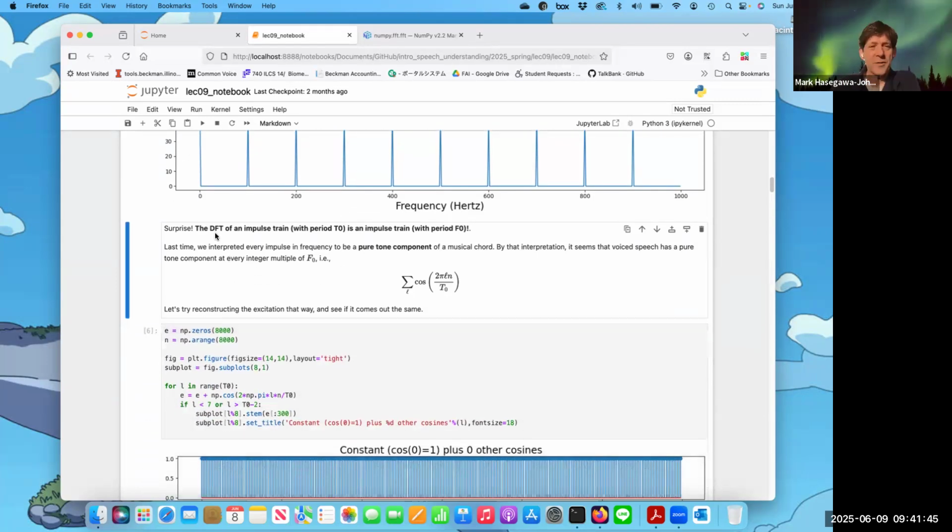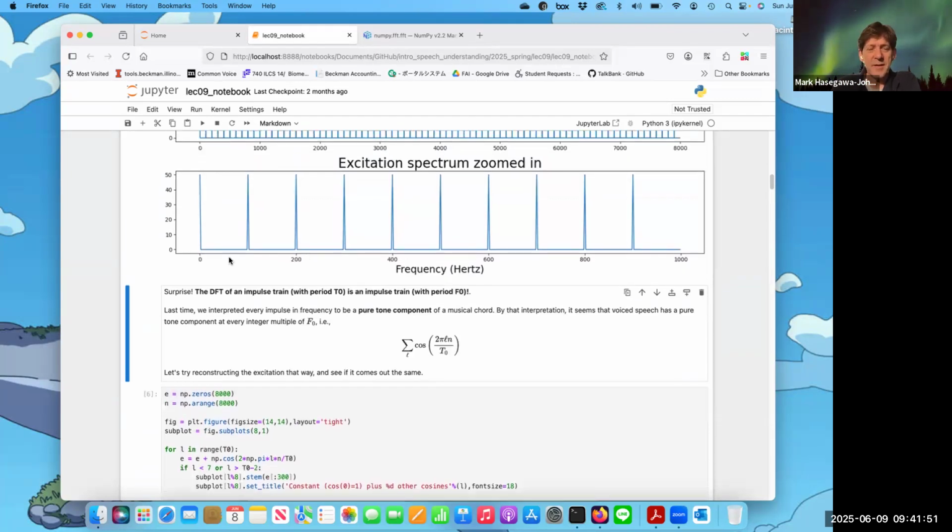And so I've written that here. The discrete Fourier transform of an impulse train with period T0 is an impulse train with period F0. The period here is F0, meaning that it repeats once every 100 hertz: 100, 200, 300, 400, and so on. So we can say that, in fact, it seems that the voiced speech has a pure tone component at every multiple of F0. That is, F0 is 1 over T0.